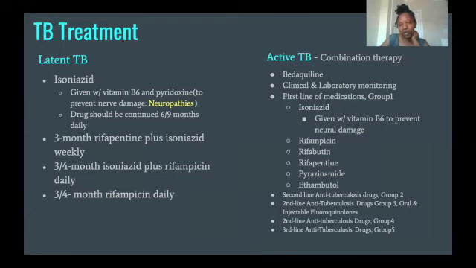Active TB requires a combination of medications. It's because when a doctor prescribes just one kind of treatment, resistance can develop. So the first line, that is the first group, is isoniazid, and we talked about it being given with vitamin B6 to prevent neural damage, rifampicin, rifabutin, rifapentine, pyrazinamide, and ethambutol.